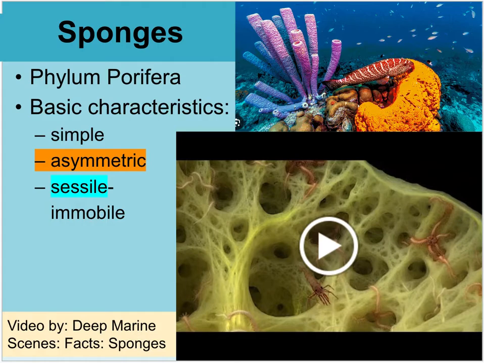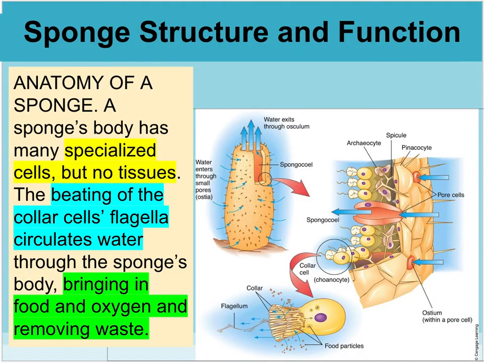Here's a good video by Deep Marine Scenes, Facts on Sponges, for you to check out and see some good images and explanations of how they work. But basically, inside of a sponge, they don't have any specialized tissue areas, but they do have specialized cells.